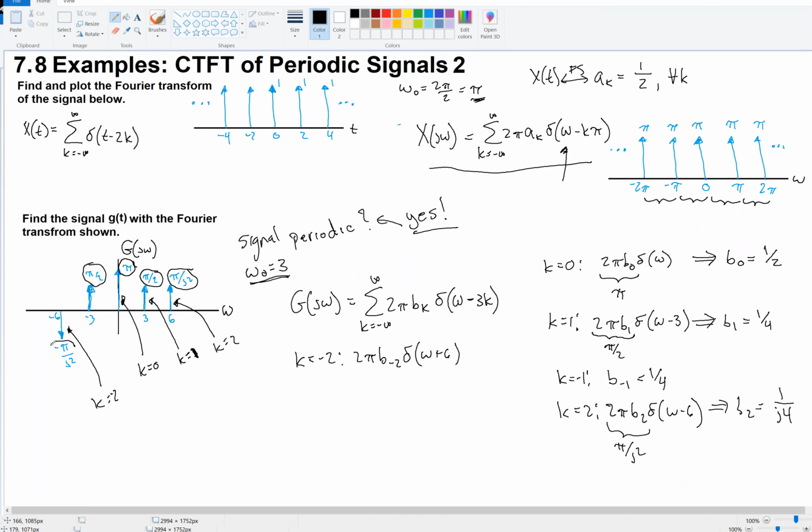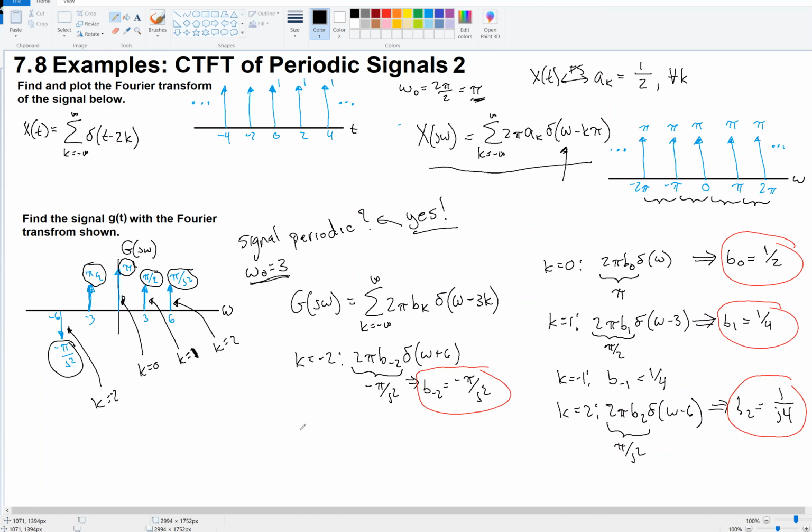Okay, here's the scaling coefficient. So this thing in front of the impulse has to be negative pi over j2, and so that implies that b of minus 2 is equal to minus pi over j2. You see how we're getting this here? We're getting the Fourier series coefficients just by inspection. Forget the math. Just by inspection.